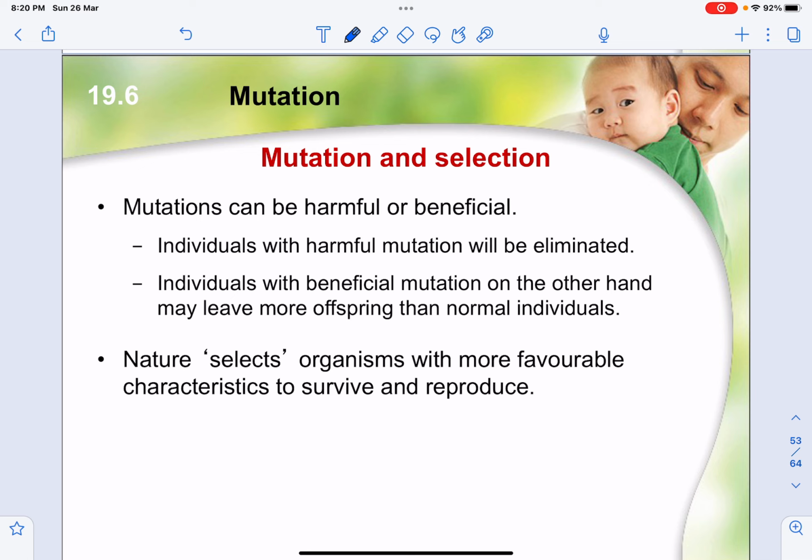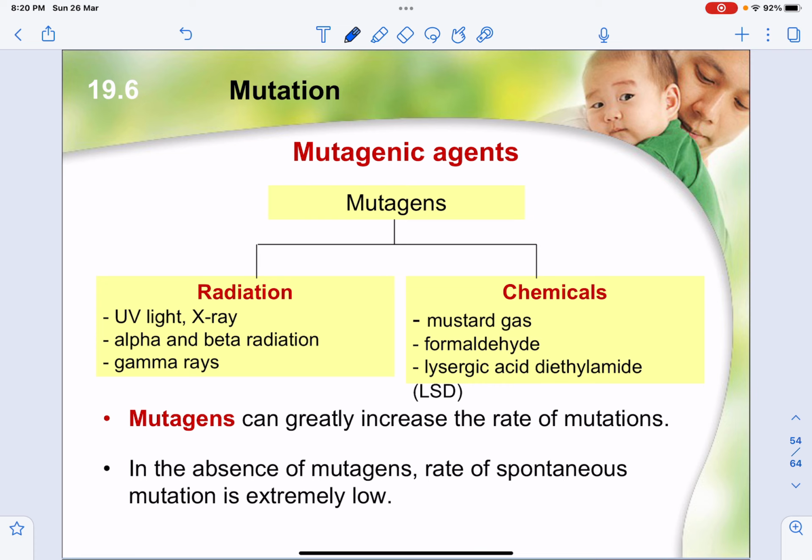So next we look into mutagenic agents. For mutagenic agents, or mutagens, there are two types: radiation and chemicals. Radiation tends to be formed from ultraviolet light, X-ray, alpha, beta radiation, and gamma rays. These are actually the ones that will cause you to have mutation.